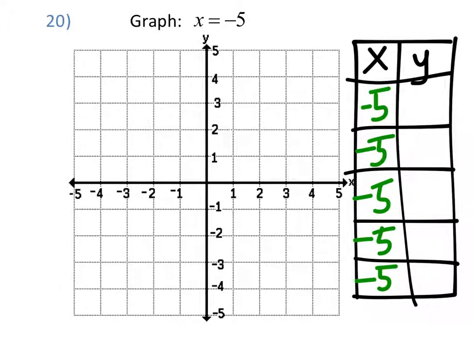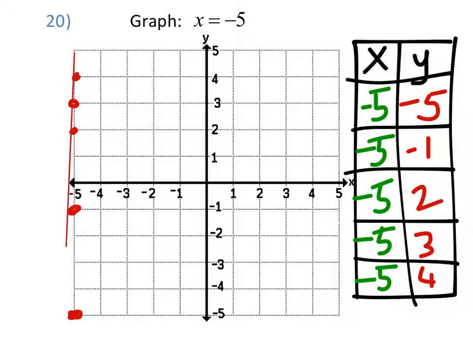So we could say x is -5, y is, I don't know, -5, -1, 2, 3, and 4 maybe, something like that. So that gives us these points. X is -5, -5, -5, -1, -5, 2, 3, and 4. So we have this line now. There we go.